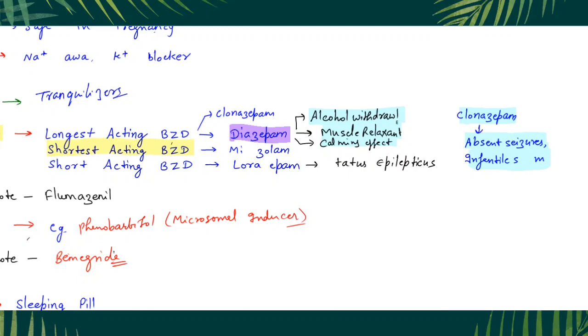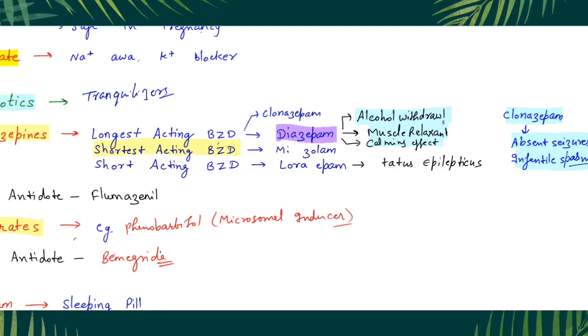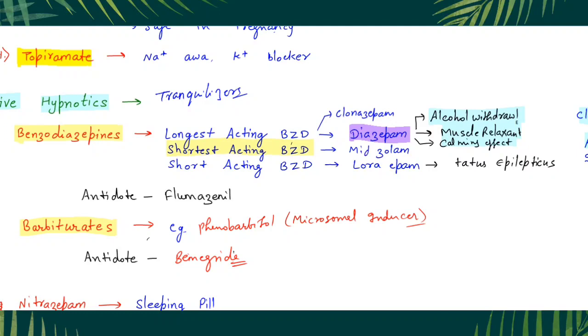So which drug is used for infantile spasm? That is clonazepam. Then midazolam, it's the shortest acting benzodiazepine. What is lorazepam? Lorazepam is a short acting benzodiazepine, and it is used for status epilepticus. Which drug is used for status epilepticus? Lorazepam.